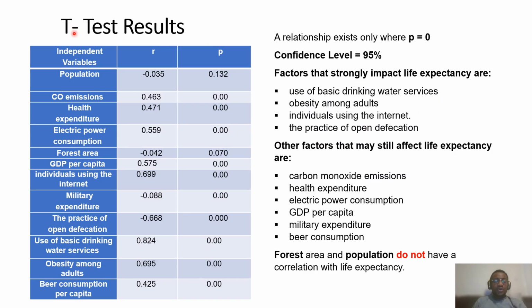From the t-test results using a confidence level of 95%, the t-test indicated that population and forest area did not in any way correlate with life expectancy. Since they had p-values greater than the threshold, they did not in any way impact life expectancy and they were eliminated from the analysis. So all other features correlated with life expectancy.